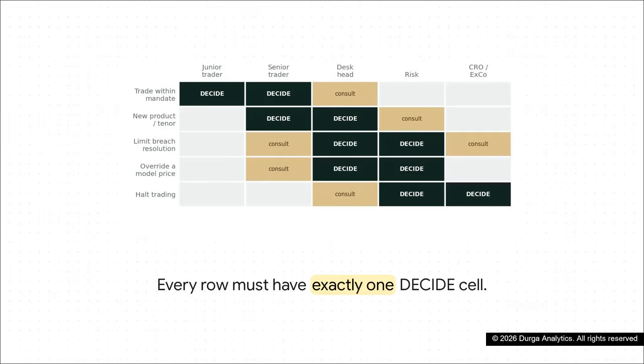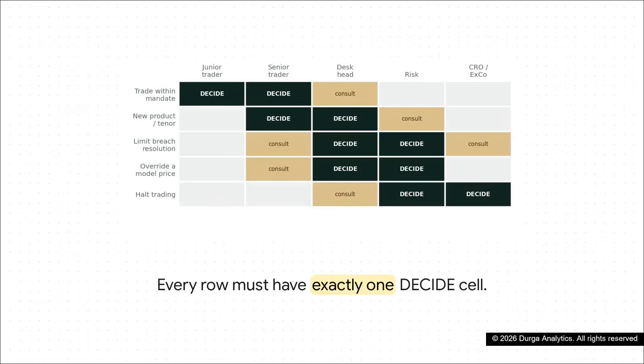Just look at the visual simplicity of a well-designed decision rights matrix here. You've got decision types mapped out on the left, things like limit breaches or halting trading, and roles across the top. Read across any row to test for ambiguity. If you see 2 dark decide cells, or none at all, well, you have just found exactly where your desk's next major incident is going to originate. Every single row has to have exactly 1 decide.